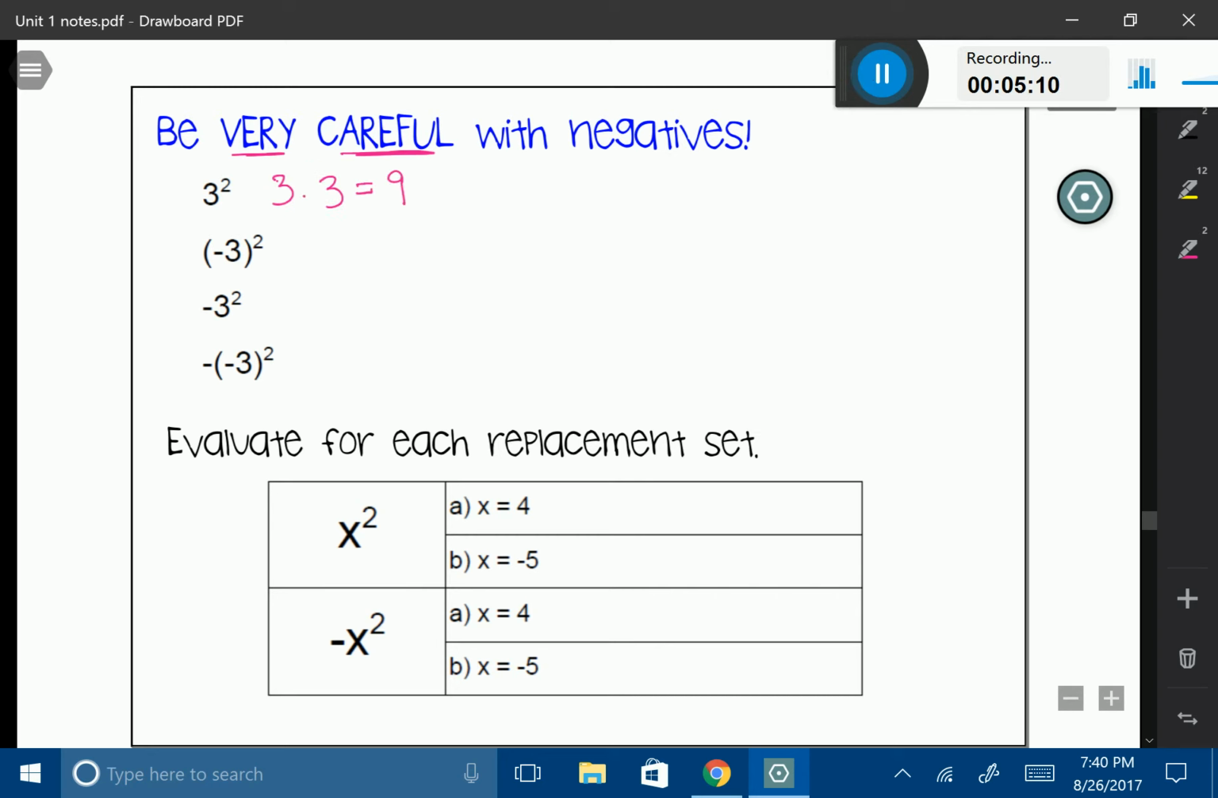Okay, but look at the one below it. Notice I have parentheses. Now, what those parentheses are saying is that everything inside the parentheses is my base number, and that's the number that I'm going to multiply by itself twice.